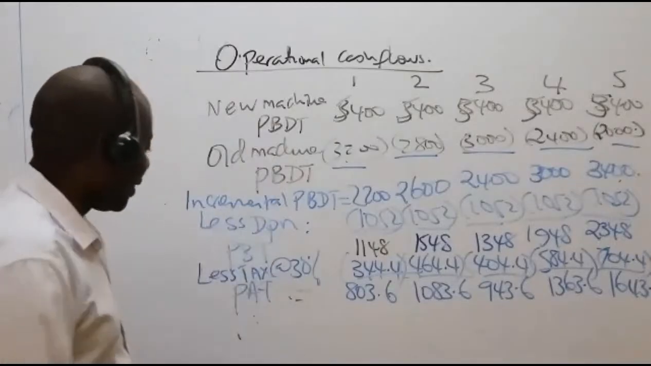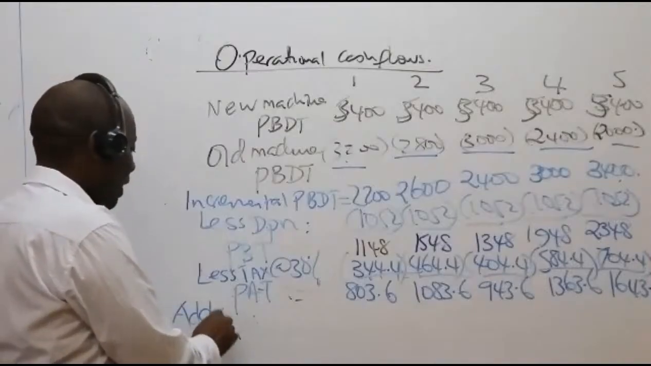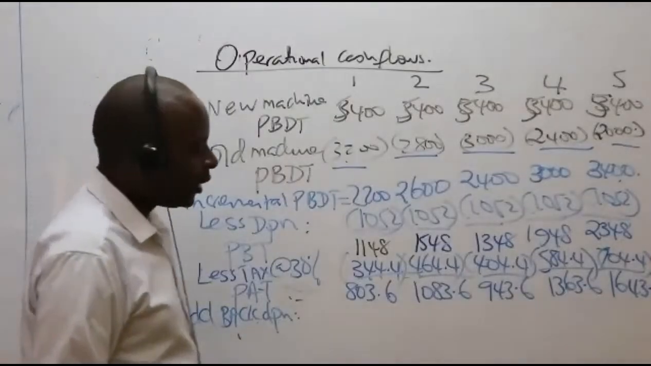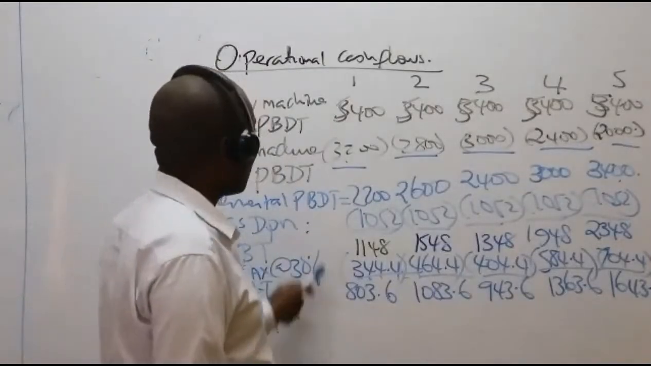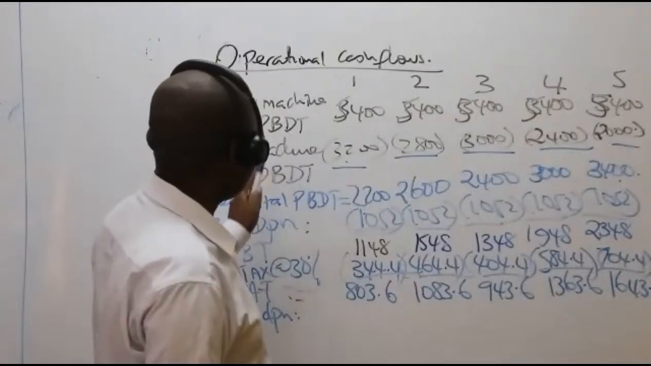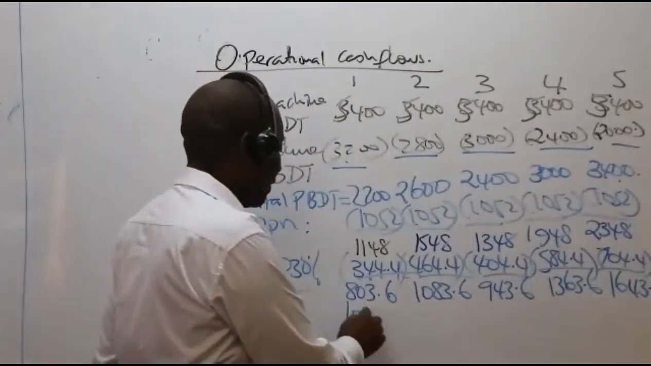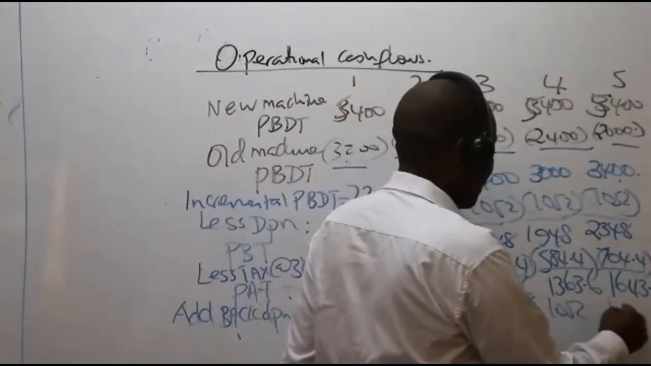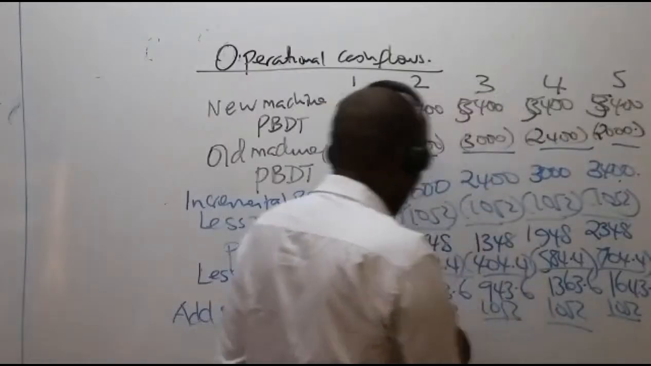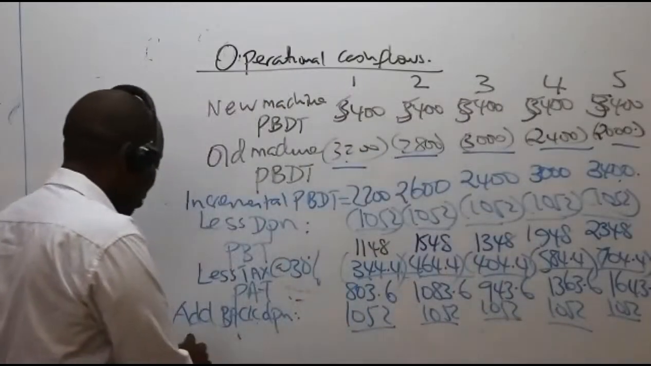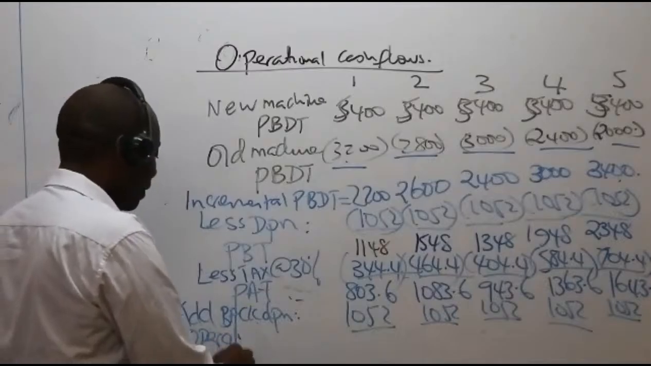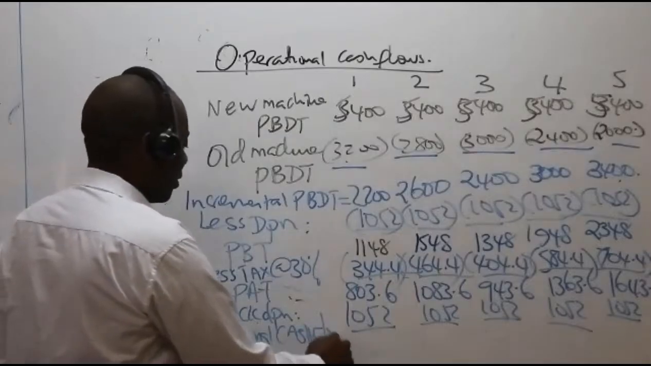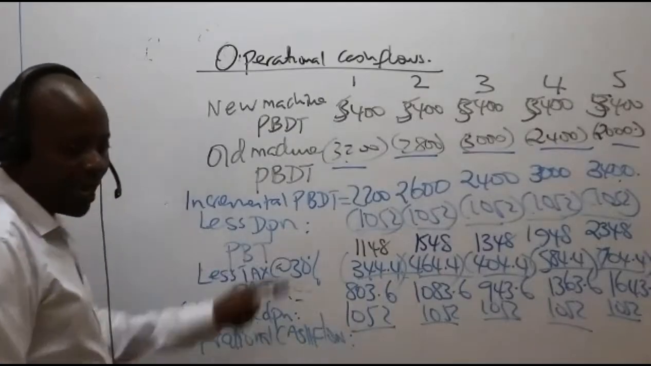We add back depreciation. So depreciation we are adding back. Remember the figure here is 1052. So please, you are adding back for us to be able to get what we call operational cash flow.